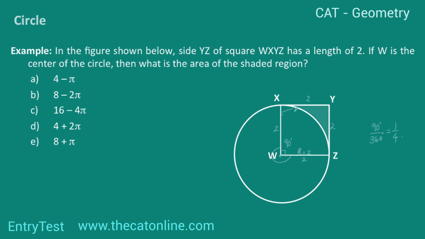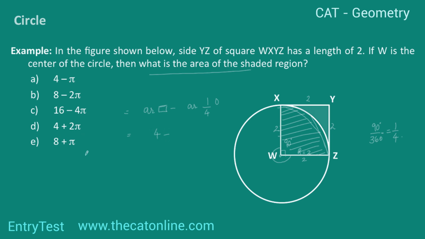So if this is 1/4, the area of this will also be 1/4 of the circle, and the perimeter of this will also be 1/4 the perimeter of the circle. Now the question is, what is the area of the shaded region? So I have to find the area of this shaded region. If I find out the area of the square and subtract the area of a quadrant, 1/4 of a circle, I will get my answer. The area of the square that you have is 4 minus.